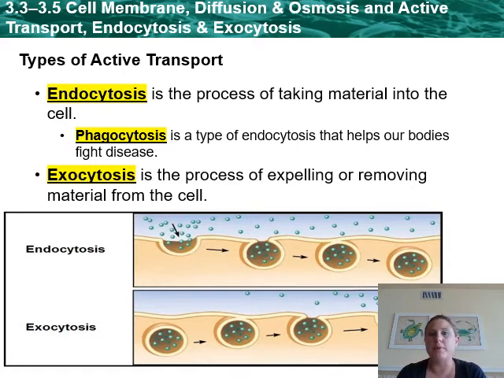Phagocytosis helps our body fight disease, and that happens a lot with white blood cells. If they find a foreign invader, like a bacteria or a virus, they will surround that virus or bacteria, bring it inside of itself and destroy it that way.